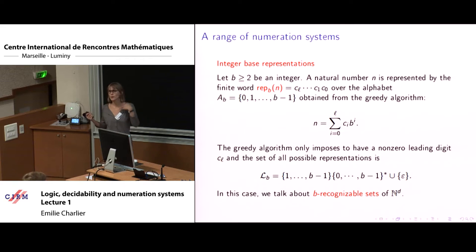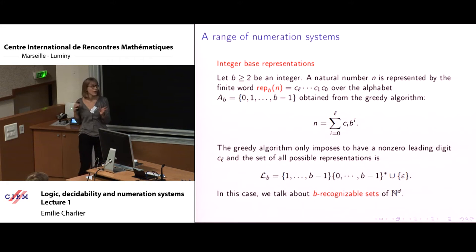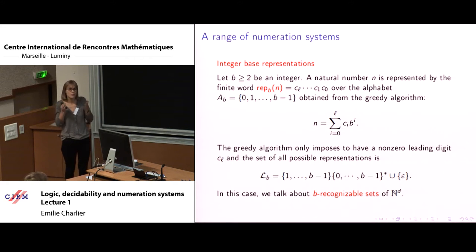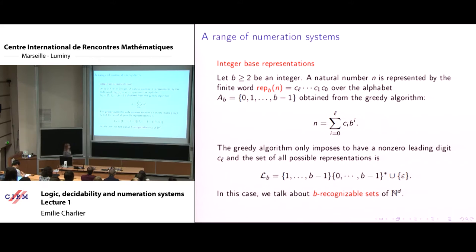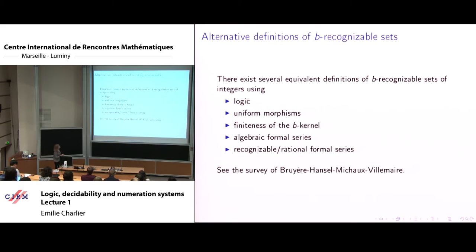And so remember, I said simple sets of numbers will be recognizable sets with respect to your numeration system. So here we just say we use b-representations of integers, and we have defined what b-recognizable sets of N^d are, so in the multidimensional framework. So there are alternative definitions of b-recognizable sets. There are many of them, actually.